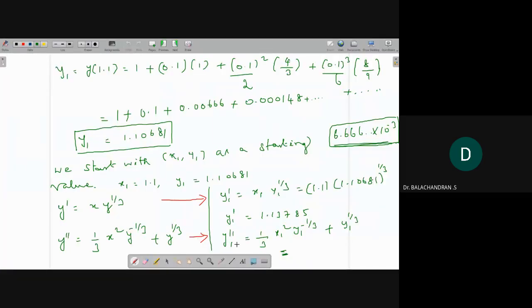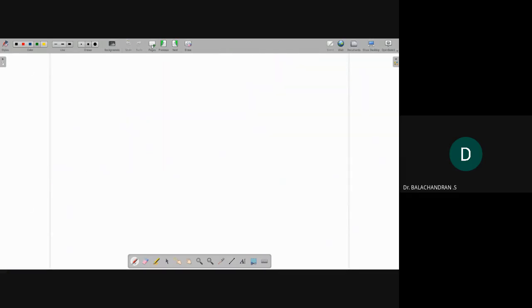Okay. Now, what is the y1 double dash? 1.4243. Okay. Now, similarly, next, y1 triple dash. So directly find y1 triple dash.